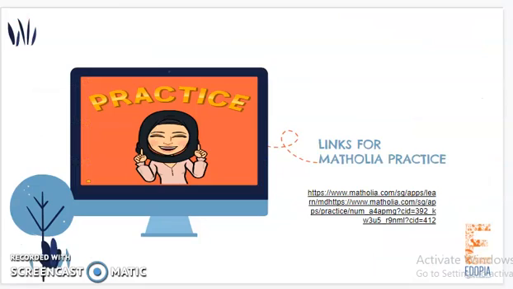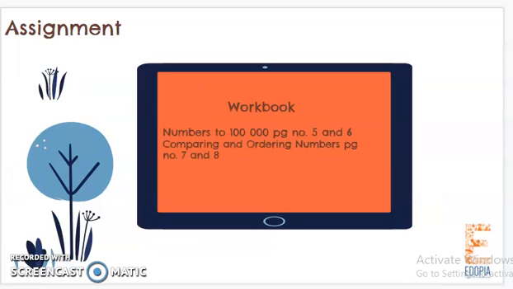I hope you all have understood how to read and write 5-digit numbers using their place values and expanded forms. I have attached a link for further practice. Here is your assignment for workbook, page number 5, 6, 7, and 8.